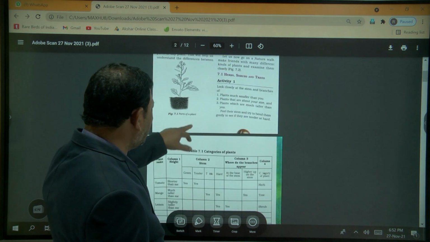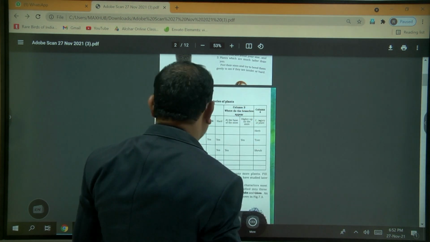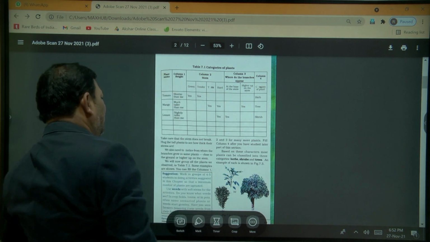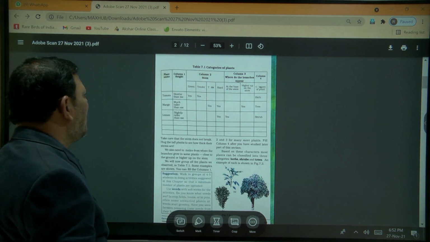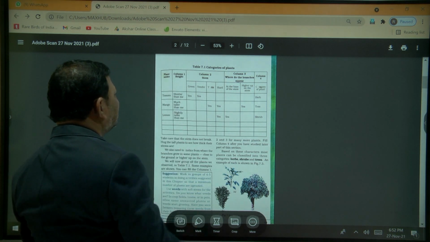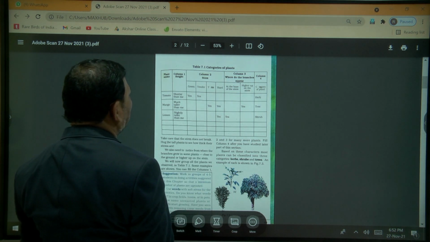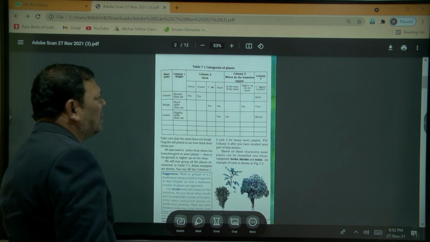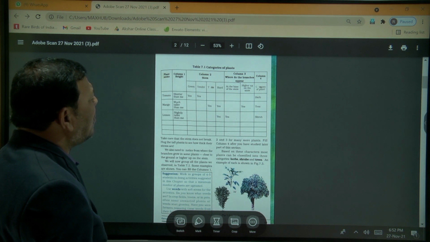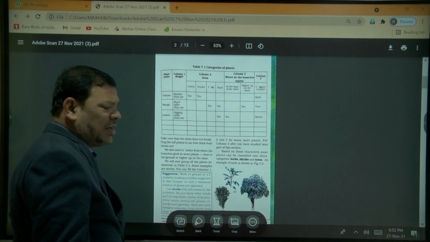Here they are given. So what is given? Plant's name first. The next column is height. Column 2 is stem. Column 3 is where the branches appear. Column 4 is the category of the plant: maybe herb, maybe tree, maybe shrub.